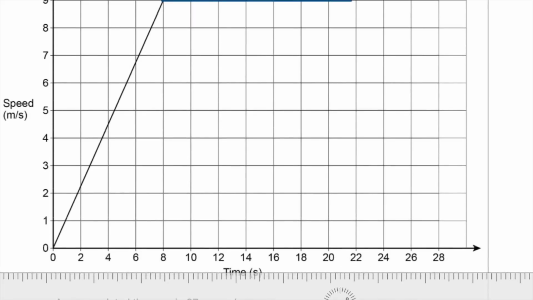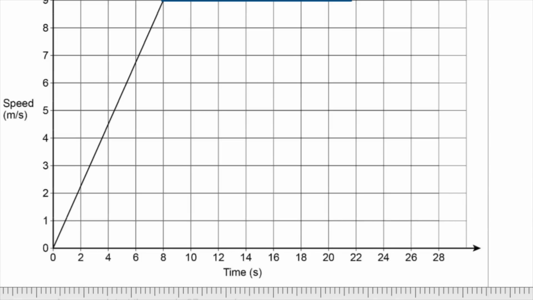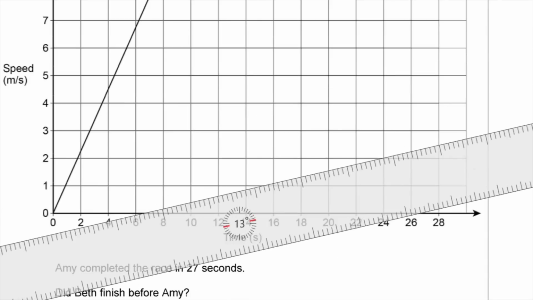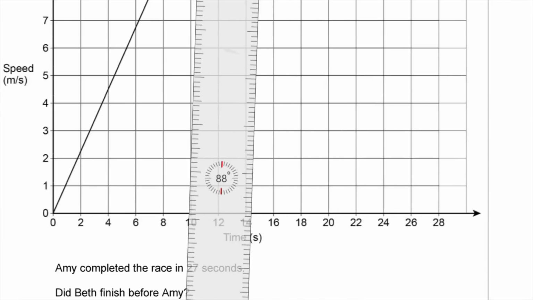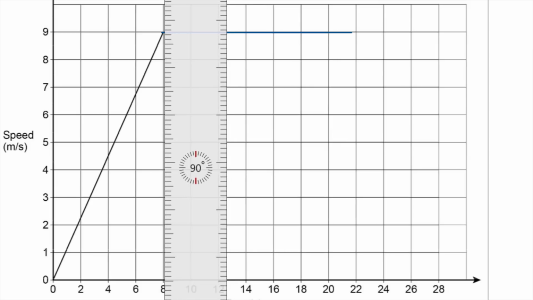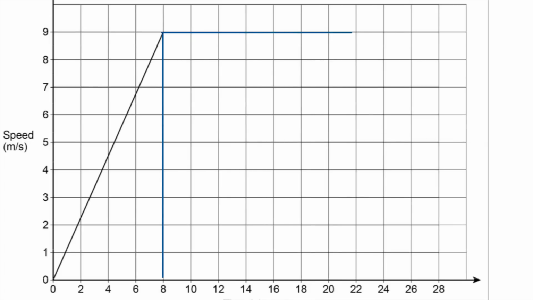So she's got to cover 200 meters. Now we know that the area is the distance under the graph. So if I just draw a line there and work out the area that she covered in the first part of the course where she was accelerating. So that is a triangle. So the area under the graph is going to be a triangle of base 8 and height 9.